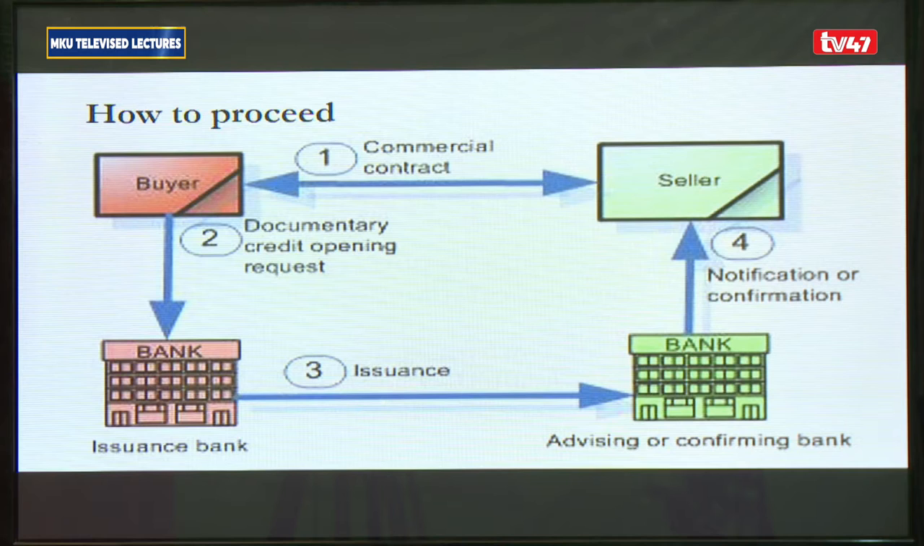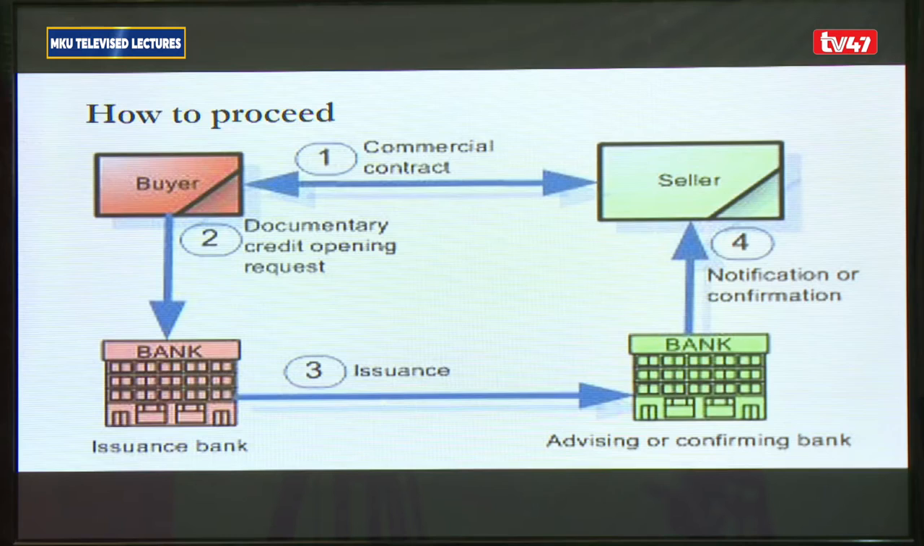The buyer then picks that sale document and goes to the issuing bank and requests for a documentary credit to be opened. When he does that, the issuing bank will communicate to the advising bank and say, listen, we have been instructed to open a documentary credit on your behalf, and here is the documentary credit we have prepared. We are issuing it to you for this sum of money, and we kindly ask you to notify the seller. The advising or confirming bank then notifies the seller that a documentary credit has been created in their favor concerning that sale agreement.